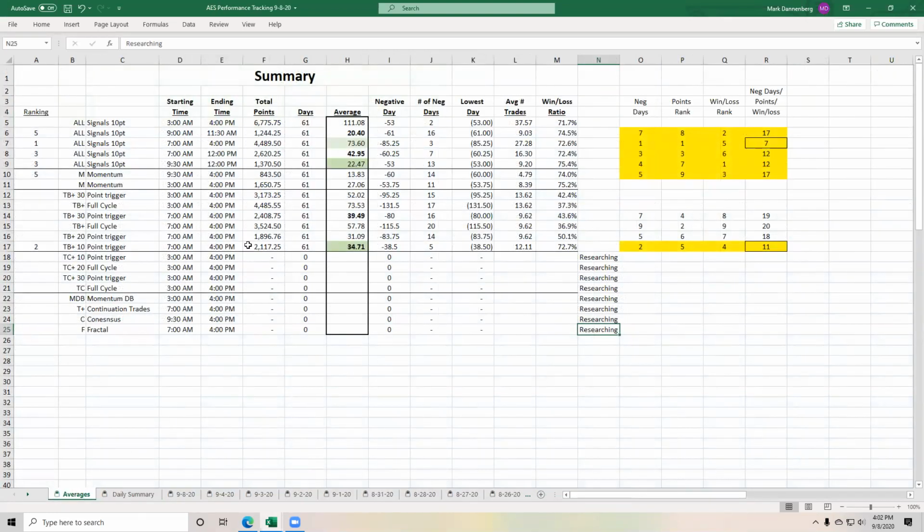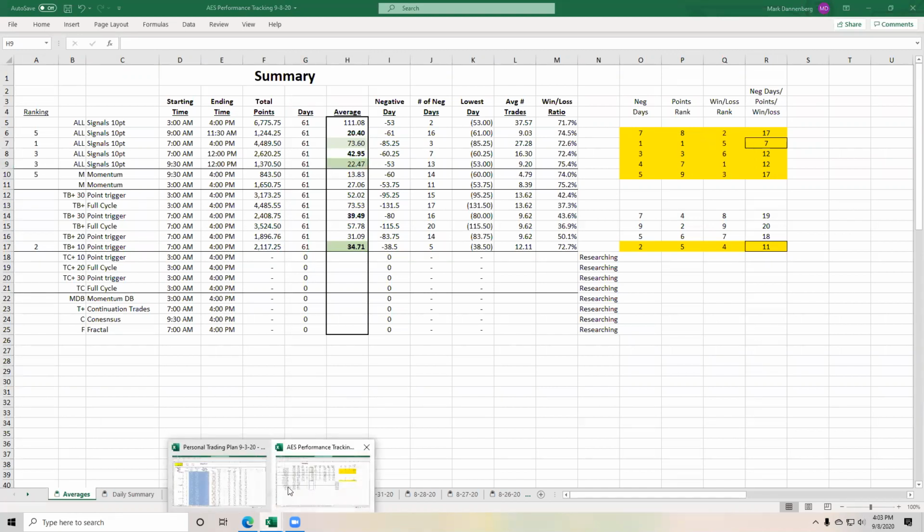The 2 categories I just talked about were the trend bias and continuation over a 61-day period, 61 trading days. So that's 3 months. We're averaging just over 34 points a day. That's a very solid average and right in line with our average in our future forecast. Based on a 61-day or 3-month time frame, the 9:30 to noon all signals is averaging 22.5 points a day.